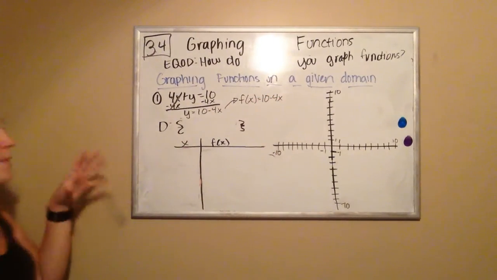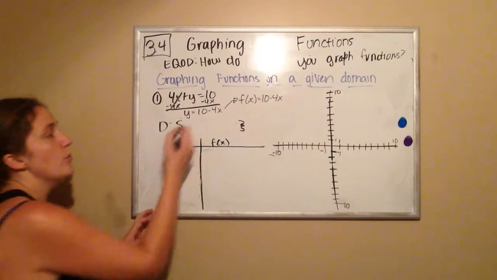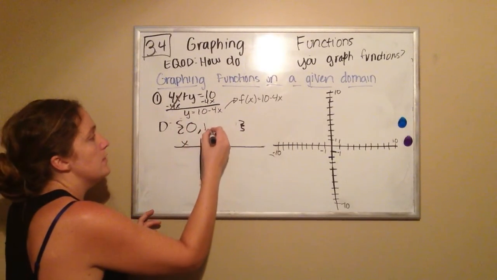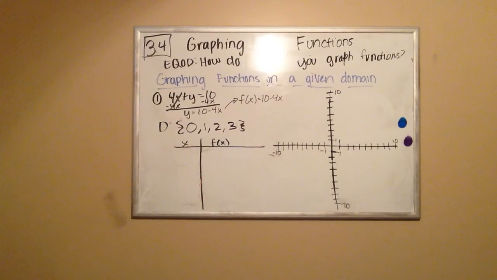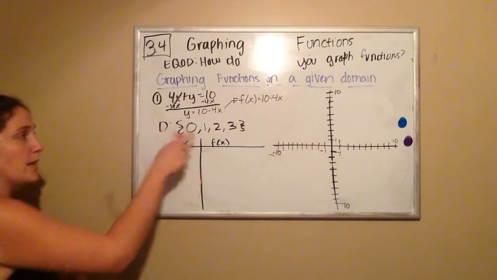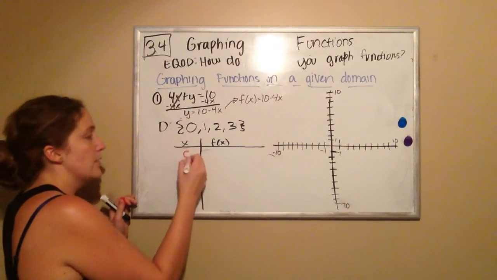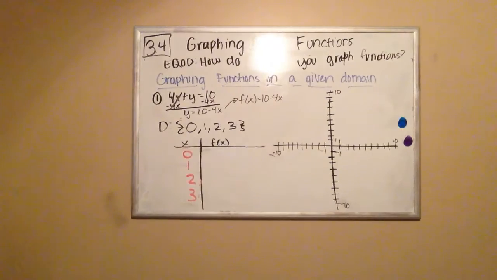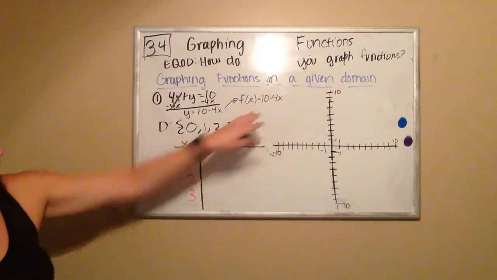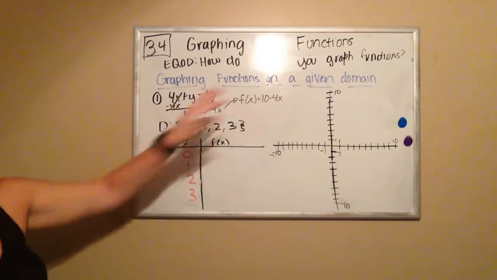Alright, and the domain that would have been given in the problem would have said, okay, we're going to limit our domain to 0, 1, 2, and 3. Awesome. So with this given domain is always our x values, our inputs. So we're going to list them right down in our xy chart as our inputs. And to find our outputs, we use the equation that we have. We take our x's and plug them in.